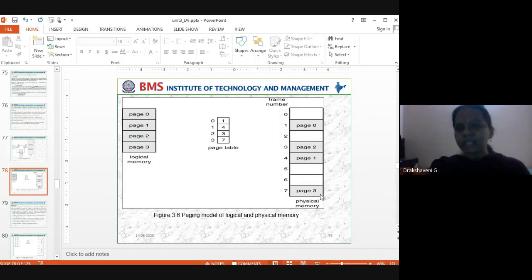Okay. So what we can see here, we have three things which we have seen in the last slide: logical memory, page table and physical memory. So what is logical memory? In logical memory, how many pages do we have in this slide? 0, 1, 2 and 3. How many pages? 4 pages. What are the numbers given for those pages? Page 0, page 1, page 2, page 3.